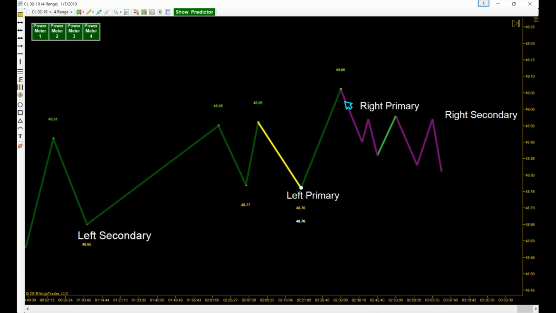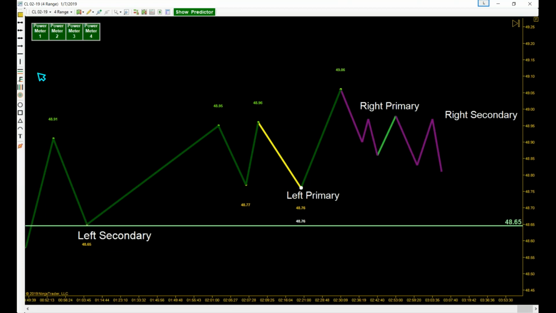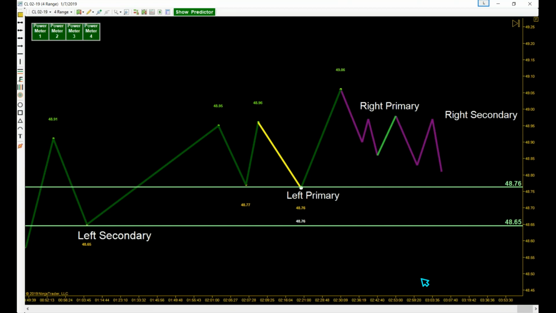Right now we don't have Lightning 3, so on the right side of the chart we are heading down at this time, but we haven't taken out our primary or our secondary. So what I always do is draw my lines on my chart like so, and then I'm pretty much ready to trade. It basically gets about that easy.